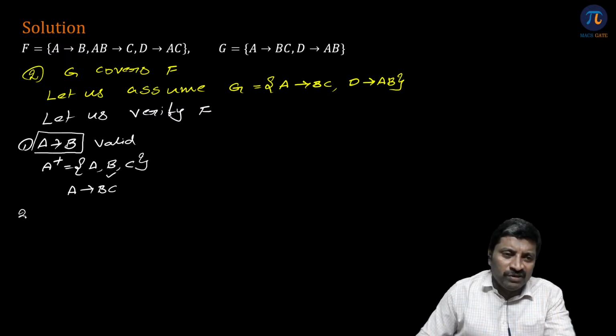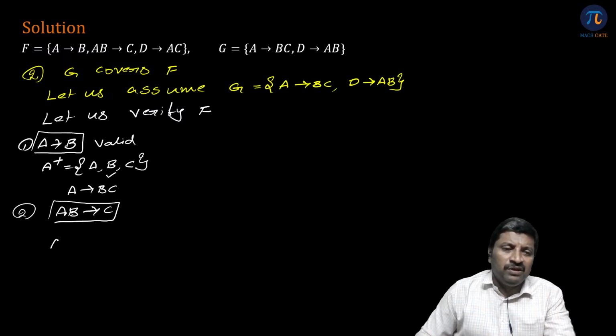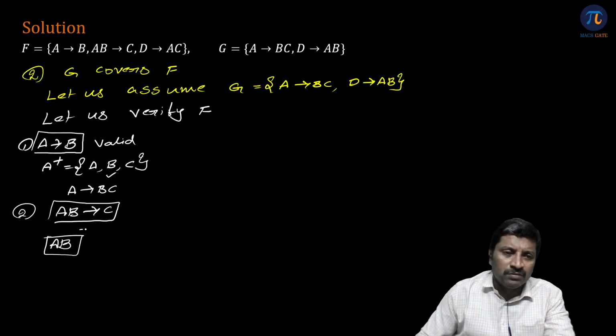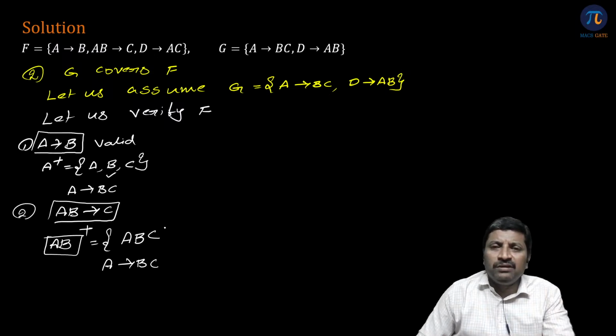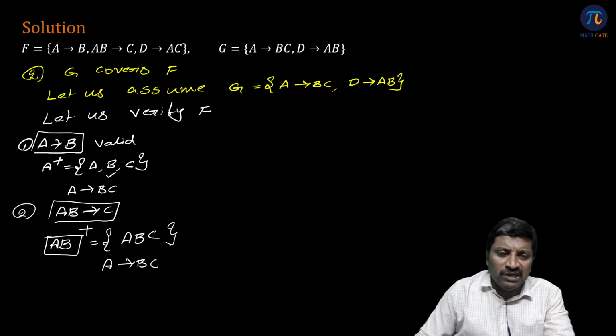What about the second one? AB implies C. What is AB closure? With AB I get AB. With A I can get BC. Then nothing more is possible. Anyway, we got C. So this is valid.